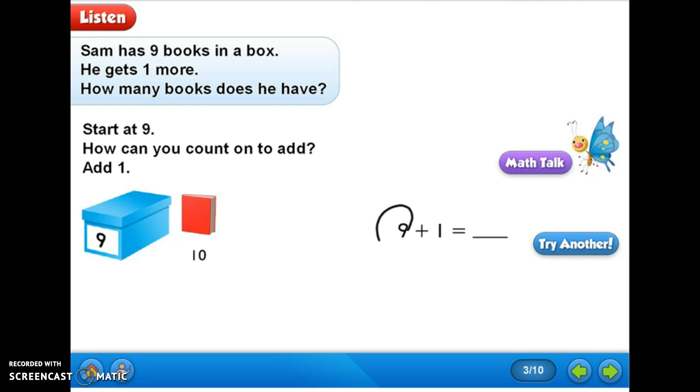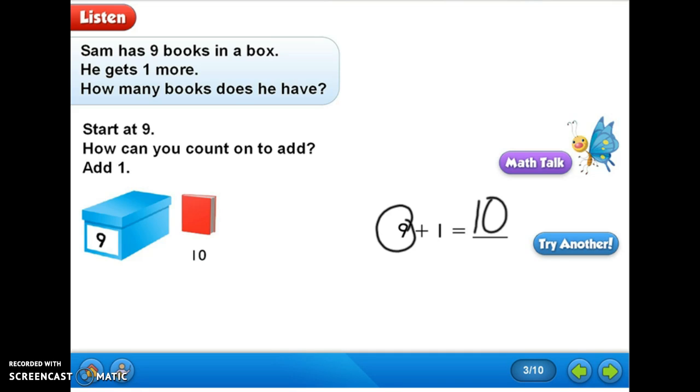So I'm going to circle that number. That's the number of books in this box. I'm going to add 1 more. So I put 1 book next to the box. I'm going to start at the number 9 and count 1 more. So I say 9, 10. So 9 plus 1 is 10, because all I did was count 1 more, or say the number that comes after 9.